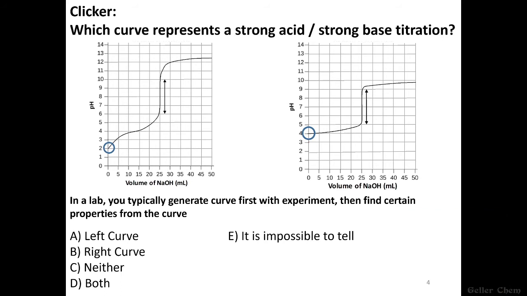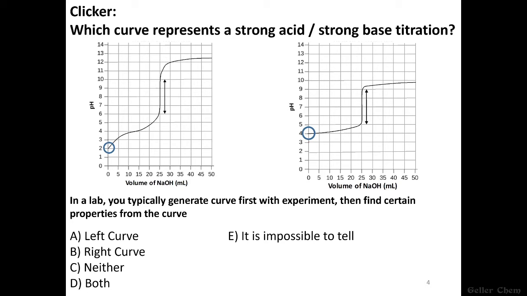So in this question, we have two different acids being titrated by a strong base and their accompanying titration curves. The question is, which of these curves represents a strong acid being titrated? The left, right, neither, both, or it's impossible to tell. Pause the video and give yourself a minute to try to figure this one out on your own.